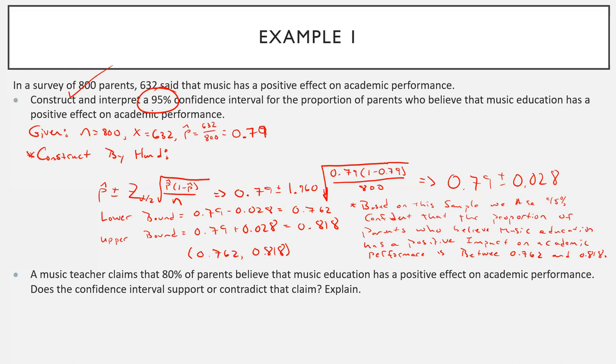You're both right. Why does it support his or her claim? Because it's between 0.762 and 0.818. Yeah, and 80% or 0.8 is between those two numbers. So it literally could be 80%. It could, because it's anywhere between 0.762 and 0.818. So yes, it supports the claim as 0.80 is between the bounds of our interval.